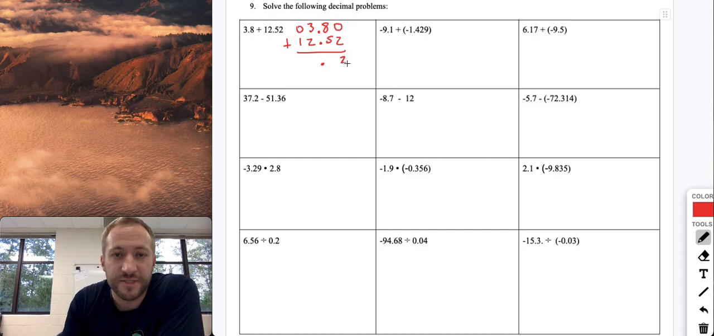And I just get to go through and add. 0 plus 2 gives me 2. 8 plus 5 gives me 13. Whoops. 13, carry the 1. 3 plus 2 gives me 5. Plus 1 is 6. What does that do? It's not writing. Give that an erase. 1 second.